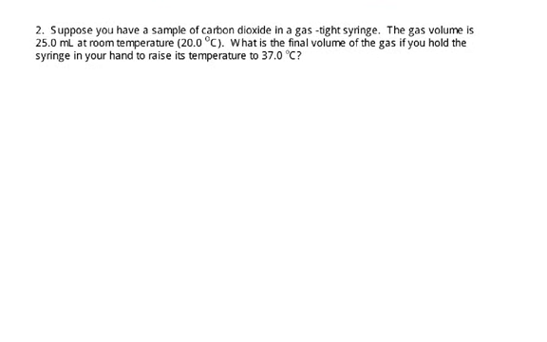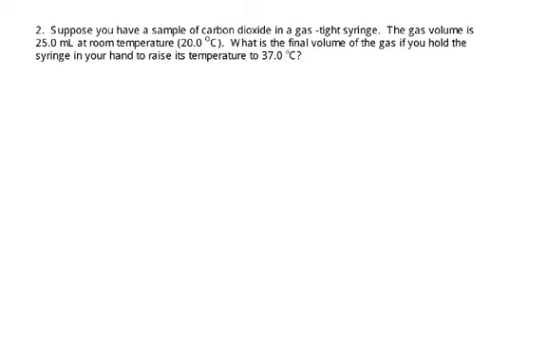Suppose you have a sample of carbon dioxide in a gas-tight syringe. The gas volume is 25 milliliters at room temperature. And they give you what room temperature is, 20 Celsius. What is the final volume of the gas if you hold the syringe in your hand to raise its temperature to 37.0 Celsius? So let's think about this. Do we have changing conditions, or do we have one set of conditions? Looks like we have changing conditions because the volume changes.